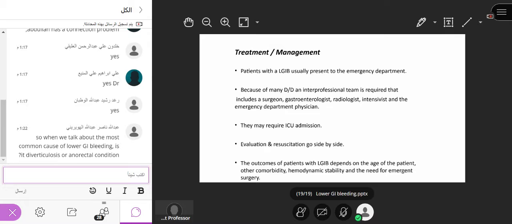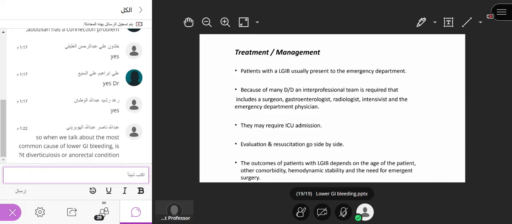The gastroenterologist will first try an endoscopic therapeutic procedure. If it is not possible, then the surgeon will take care. The radiologist, interventional radiology: the feeding artery can be embolized. And you need the emergency medicine specialist. They may require ICU admission. We have discussed earlier that evaluation and resuscitation go side by side.